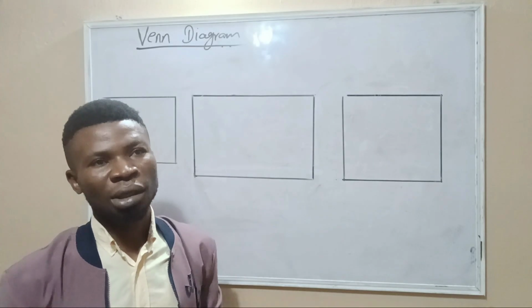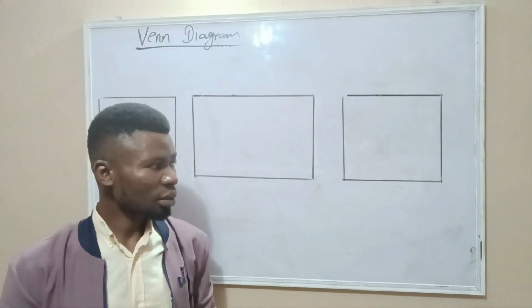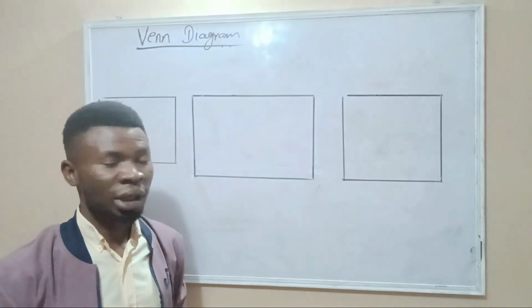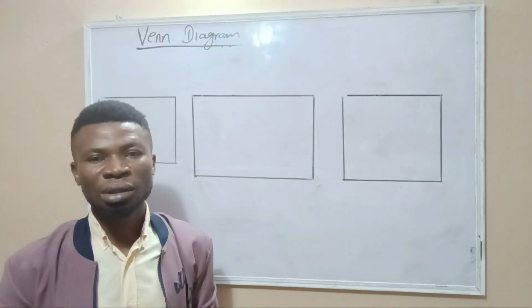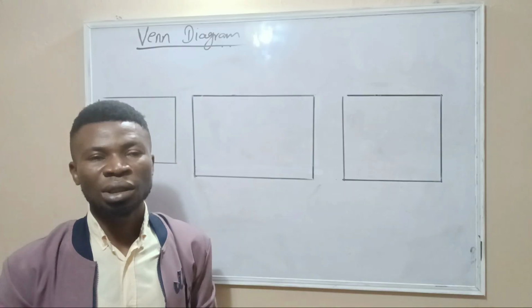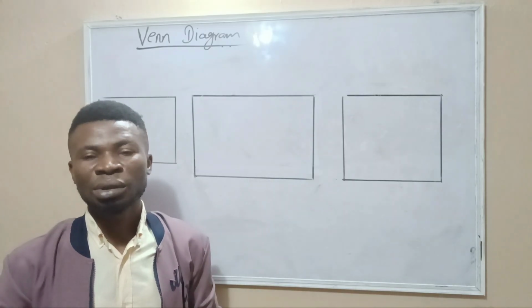Okay, like I said in the last class, our next class will be on the Venn diagram. And of course, we are here for the Venn diagram. Now, the Venn diagram is very, very important in set. I think it's the hardest part to do, but it's also the part that helps the most.